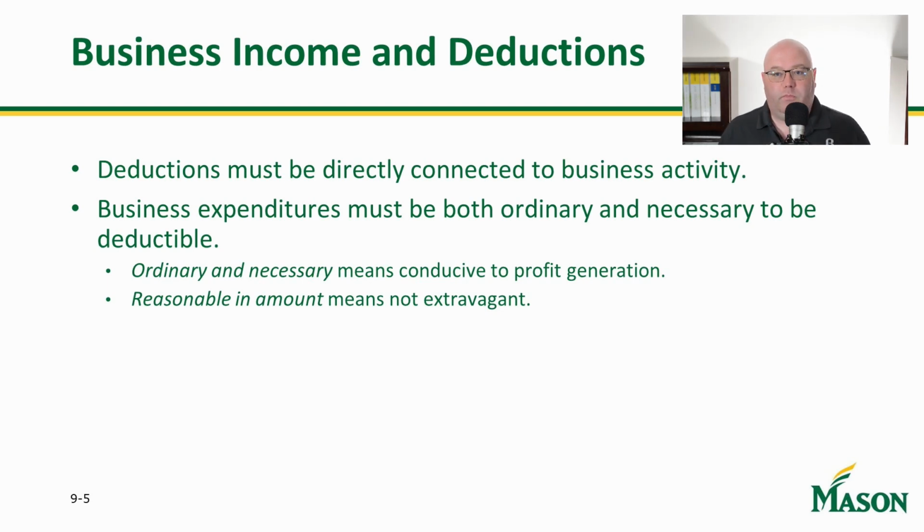So, deductions. Business income and deductions must be directly connected to the activity. It's interesting when you fill out a business tax return, they're going to ask you, what's your trade or business? What's your business code? So if I put down that I'm a CPA and I put down that business code and I have, say, for example, I spend money growing trees, the IRS is probably going to question that. Why is a CPA firm growing trees?